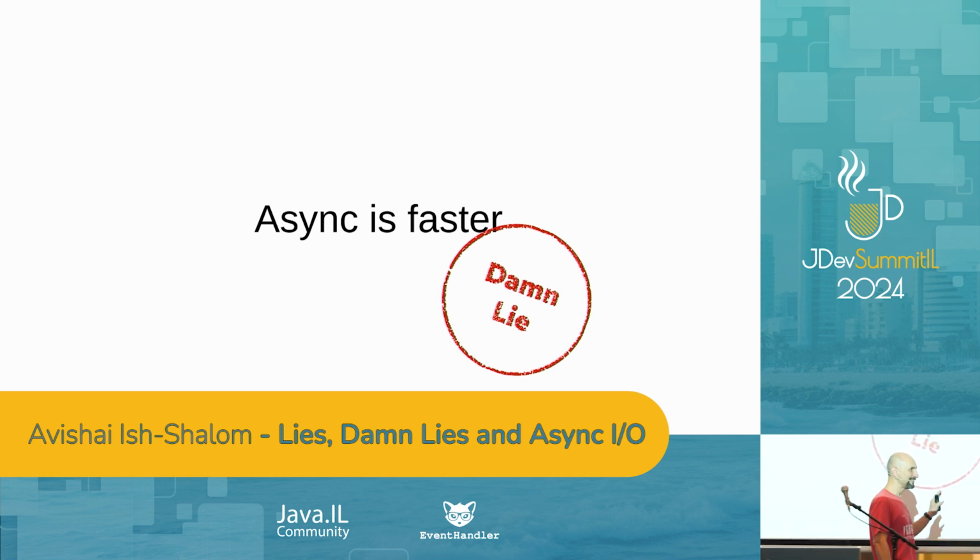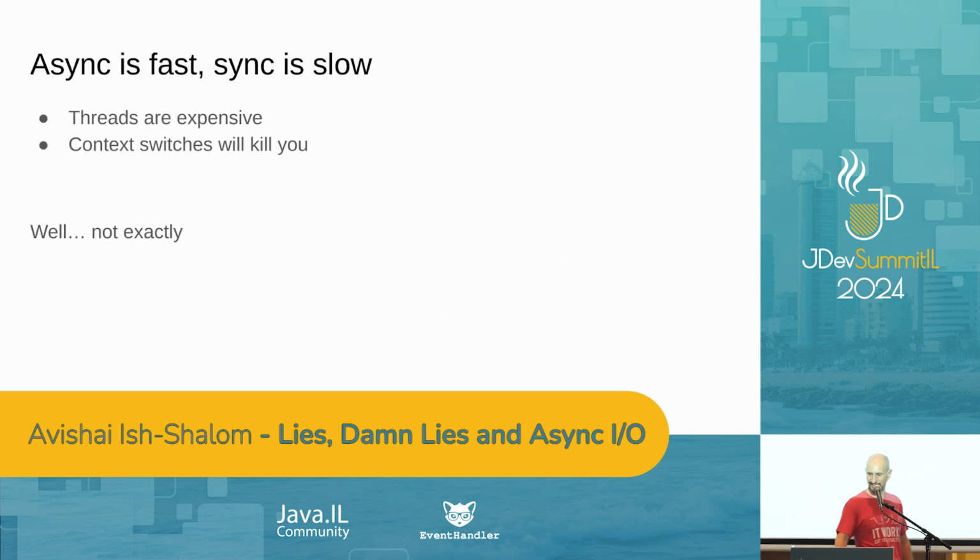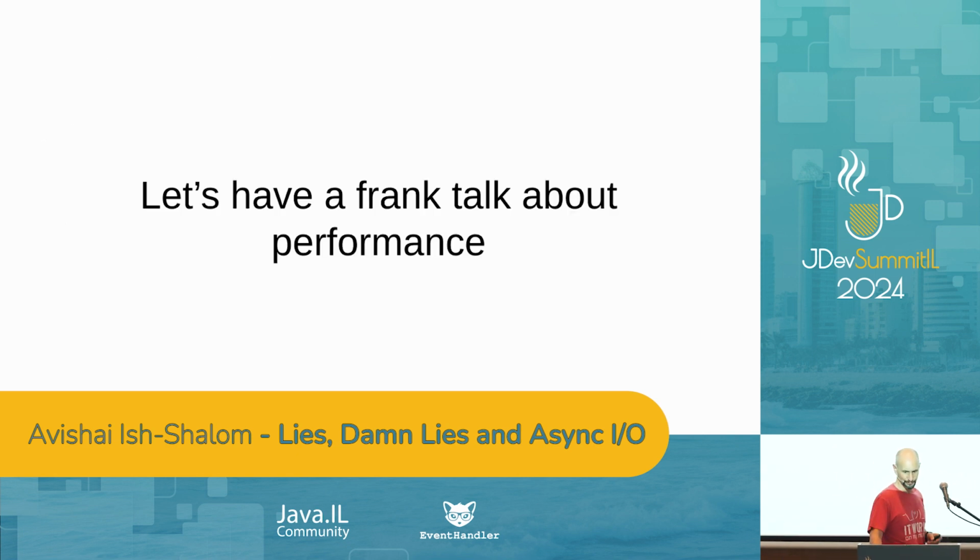Now, this is one of the most famous lies about asynchronous and non-blocking I/O, that it is faster and more efficient, and we should all be using it because it's so much better. Is this true? So the lie goes kind of like this. Asynchronous is fast, synchronous is slow. Why? Because threads are expensive, and if you use threads or blocking I/O, or actually kernel threads, context switches will kill you, it will kill your performance. Well, that's not exactly true.